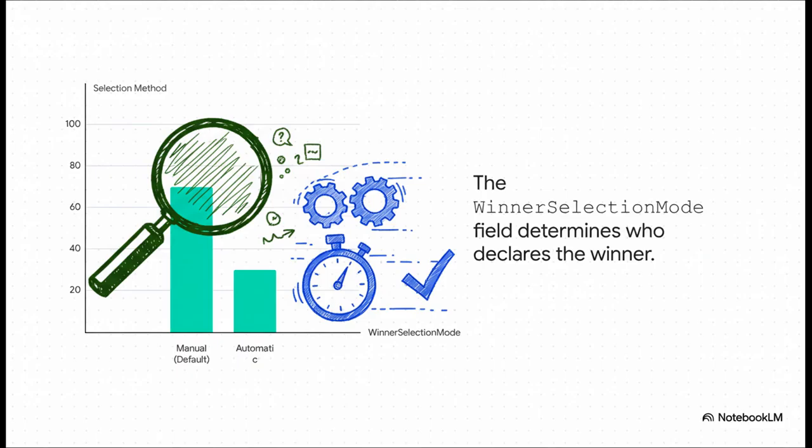Okay, so once we're measuring that goal, who gets to declare the winner? The WinnerSelectionMode field gives you two choices. The default is manual, where a human analyst looks at the data and makes the final call. But you can also set it to automatic, where you basically tell the system to declare a winner as soon as it's statistically certain that one version is better. So it's human intuition versus machine speed, and the choice is built right in.